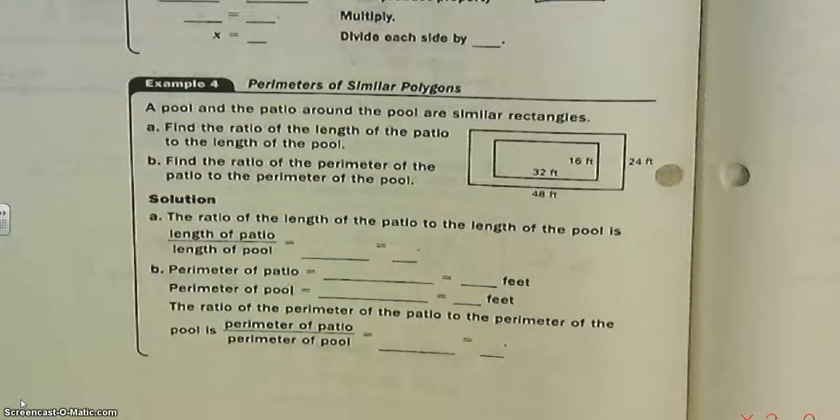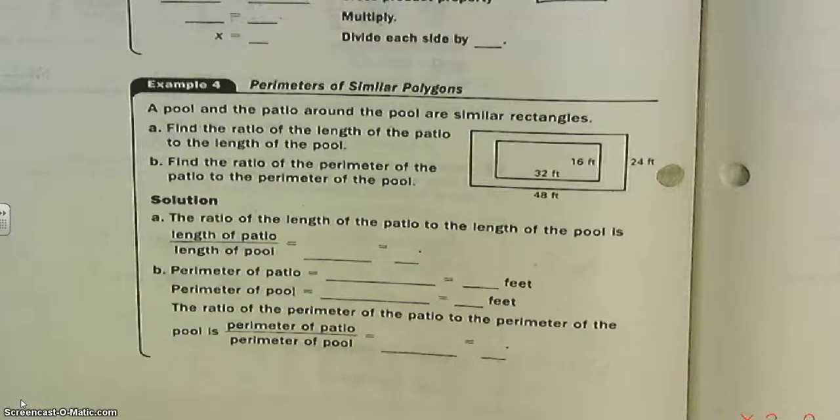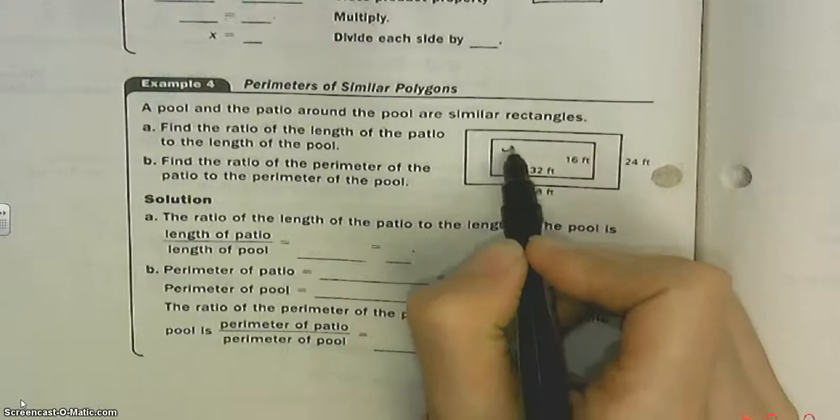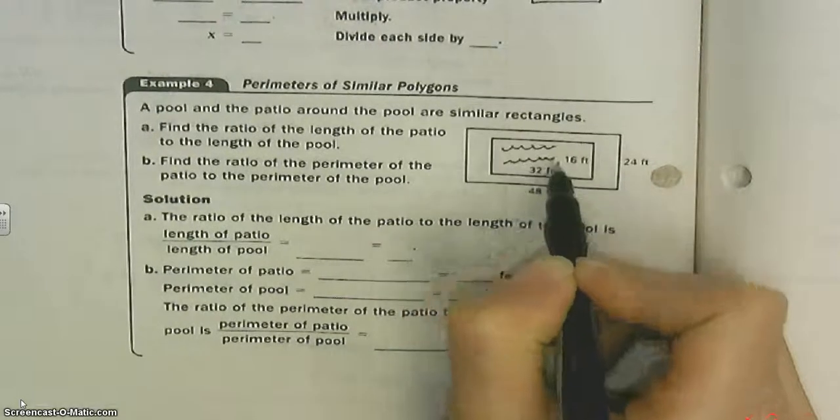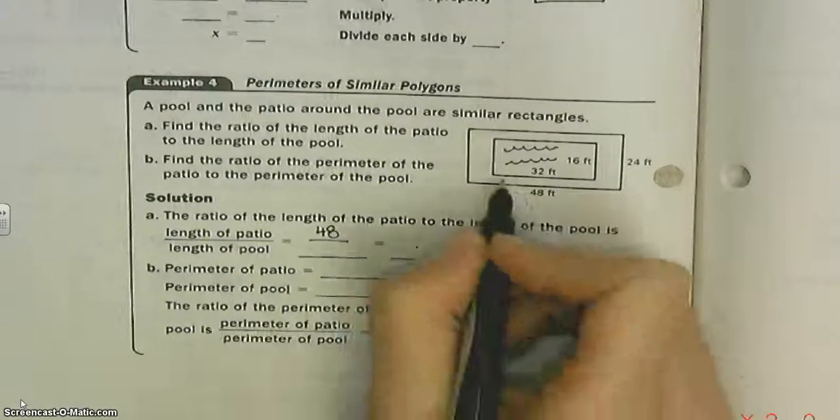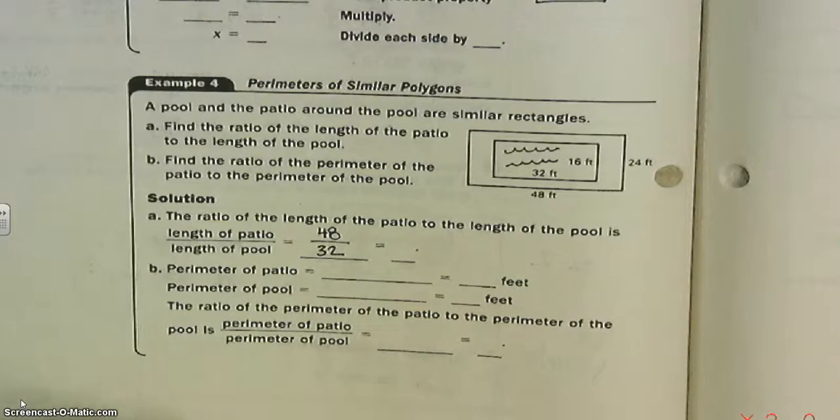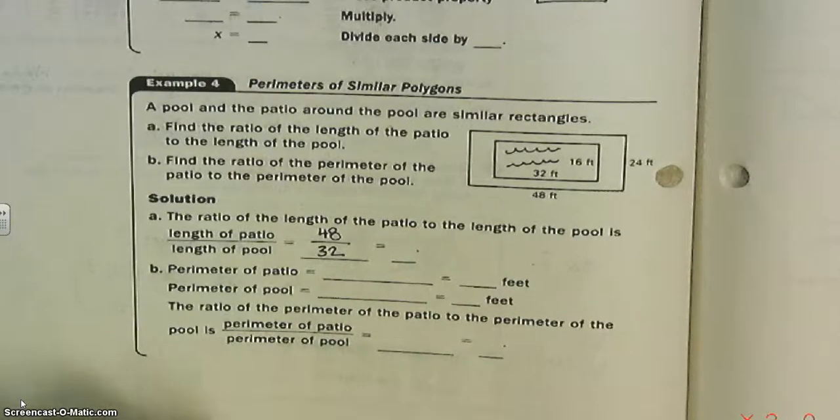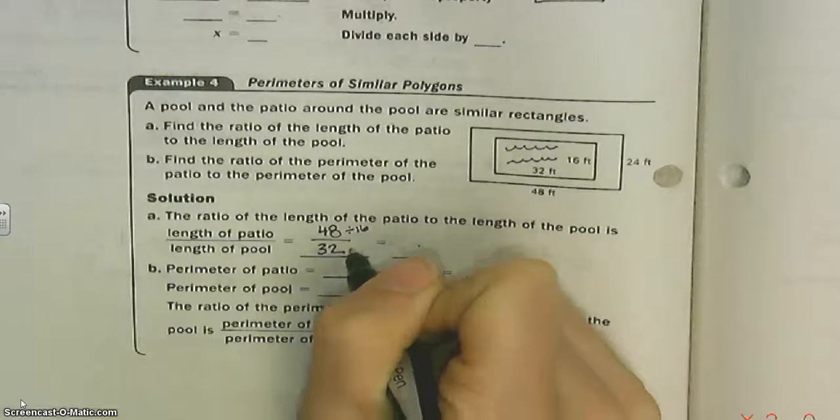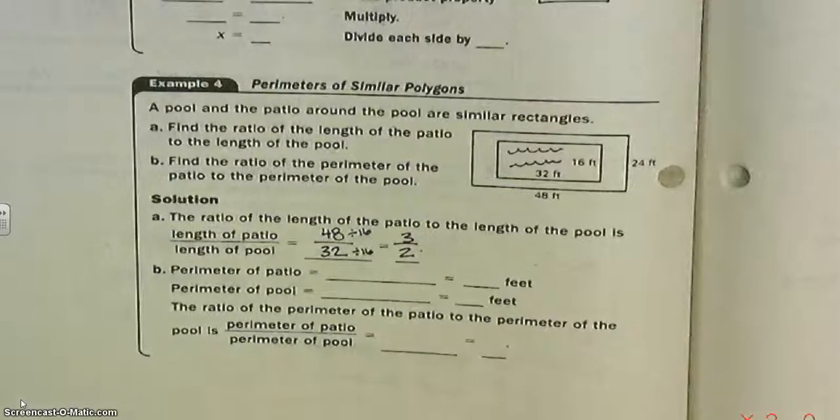Example 4. Find the ratio of the length of the patio to the length of the pool. So we're doing length to length. Well, the pool is obviously inside the patio. Here's the pool. So the length of the patio is 48. The length of the pool is 32. Well, what goes into both of these? I think 16 goes into both of those. Divide this by 16, divide this by 16, and you get 3 to 2. So the ratio is 3 to 2.